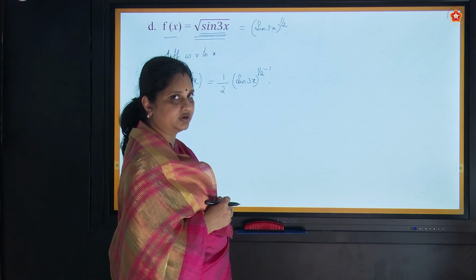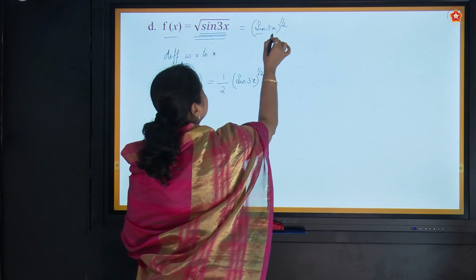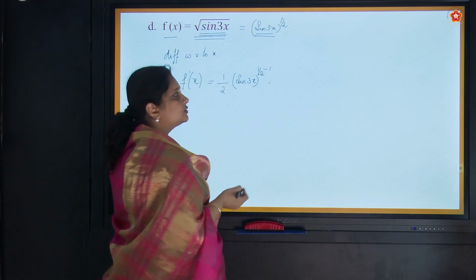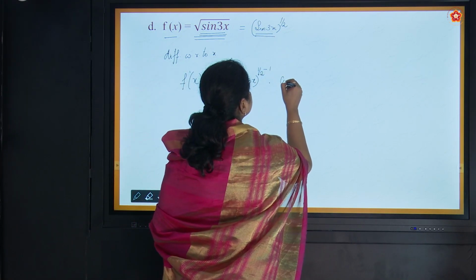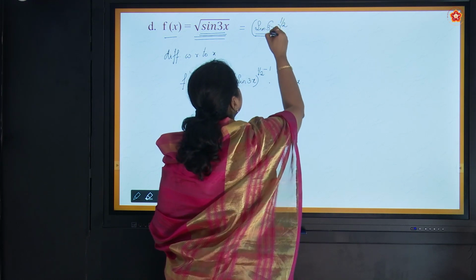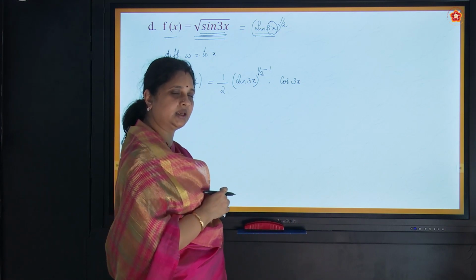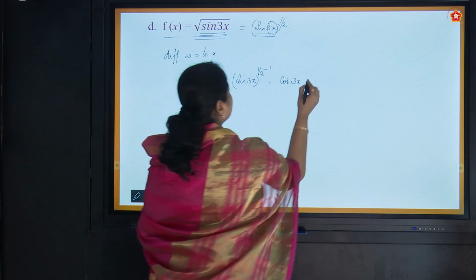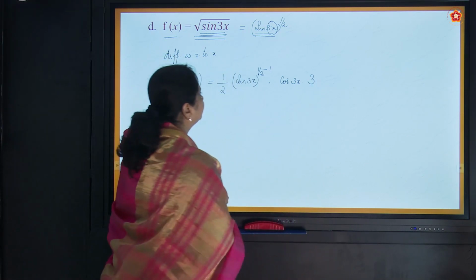That's a trigonometric function, the next function, that is the base. So sine 3x on differentiation gives me cos 3x. Now the innermost function, that's an algebraic function, again has to be differentiated. 3x on differentiation gives me 3.